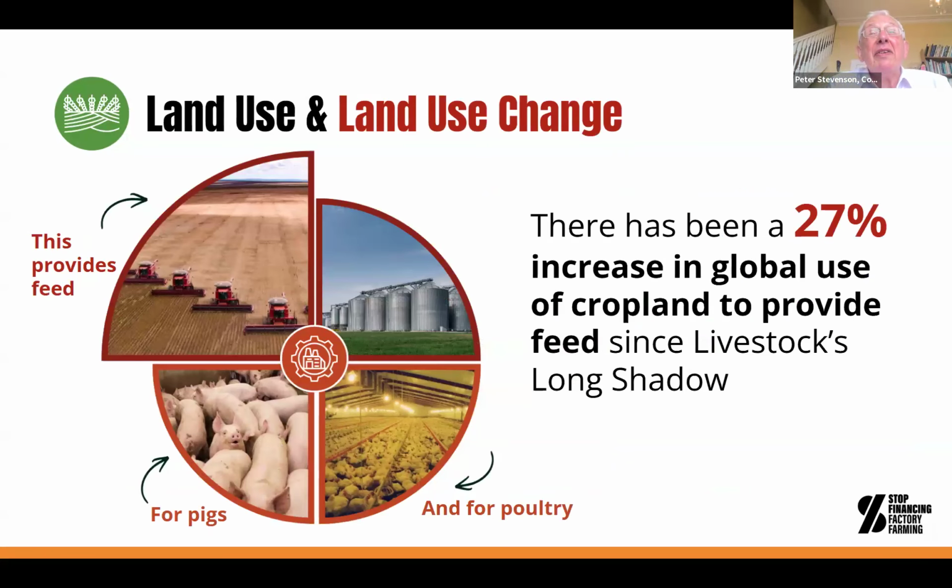If we combine pastures used for grazing and arable land used to grow feed crops, animals account for 80% of global farmland, but they only produce 18% of the world's calories and 37% of total protein. And since livestock's long shadow, the amount of global arable land being used to produce animal feed has risen from 4.7 million to 6 million square kilometers, an increase of 27%.